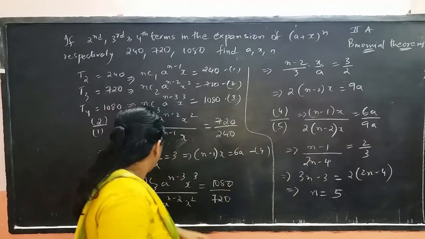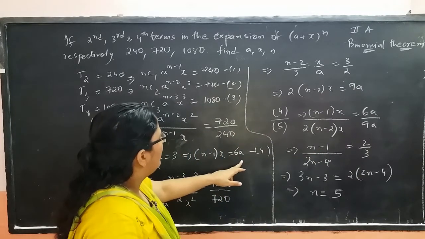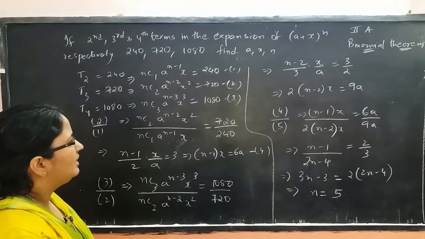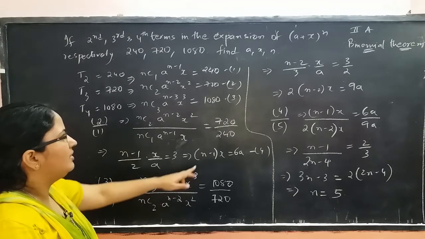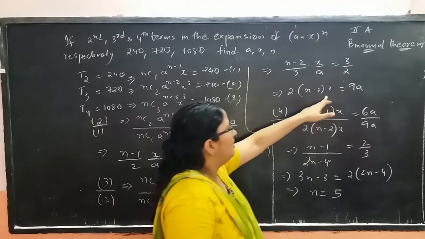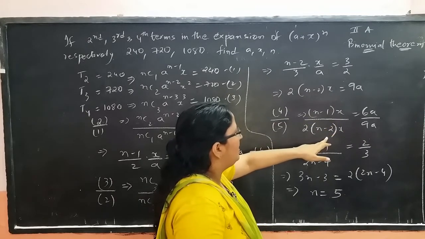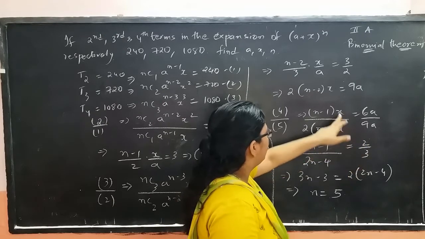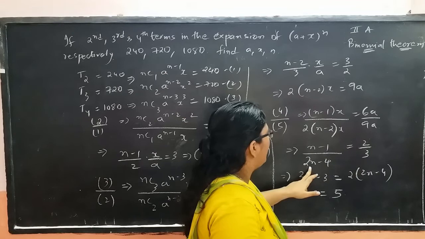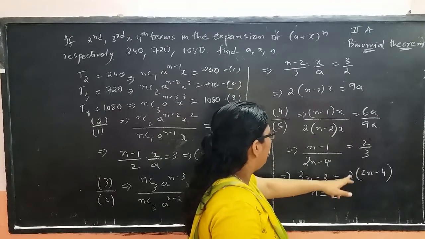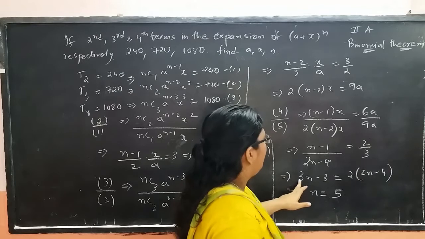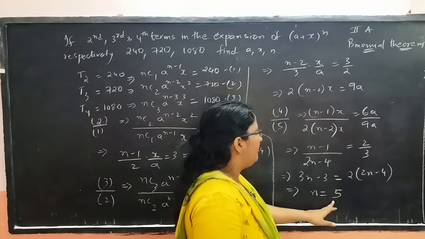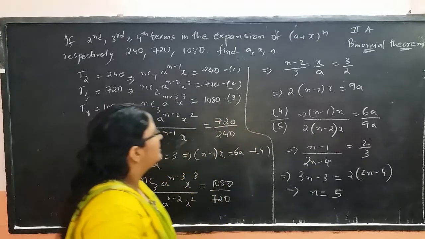Now we have to do equation number 4 by 5. Where is 4? This is 4 and this is 5. So we are doing 4 by 5. On doing 4 by 5, you have a cancel, x cancel, n minus 1 by 2, n minus 4 is equal to 2 by 3. Cross multiply, 3n minus 3 is equal to 2 into 2n minus 4, n is equal to 5. So n value is 5.